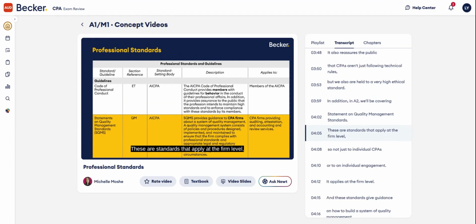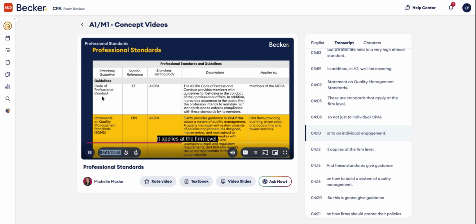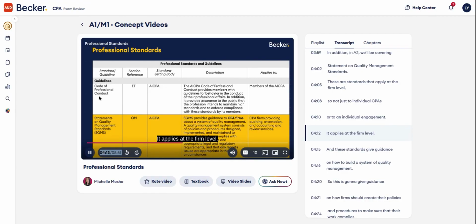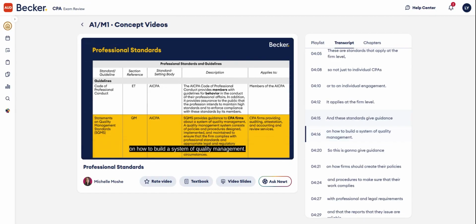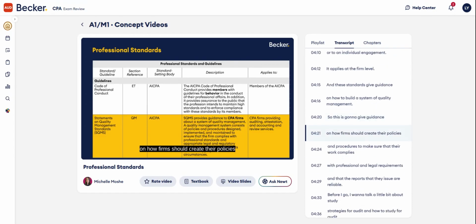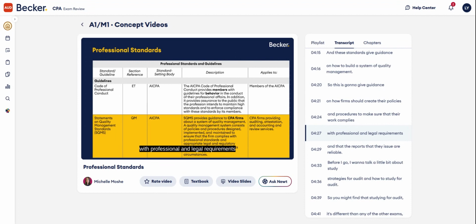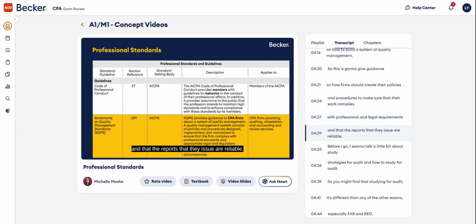In addition, in A2, we'll be covering Statement on Quality Management Standards. These are standards that apply at the firm level, so not just to individual CPAs or to an individual engagement, it applies at the firm level. And these standards give guidance on how to build a system of quality management. So this is going to give guidance on how firms should create their policies and procedures to make sure that their work complies with professional and legal requirements and that the reports that they issue are reliable.